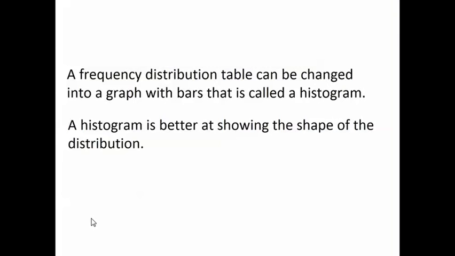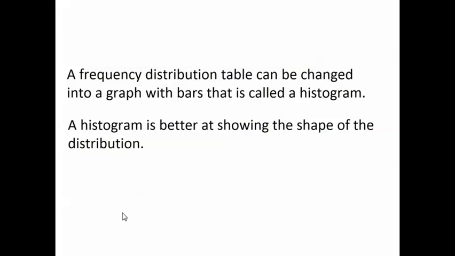Any data set that's quantitative, meaning it's made up of numbers, has a shape to it. It piles up where most of the values are, and then it trails off once you get to parts of the number line that have fewer and fewer values.